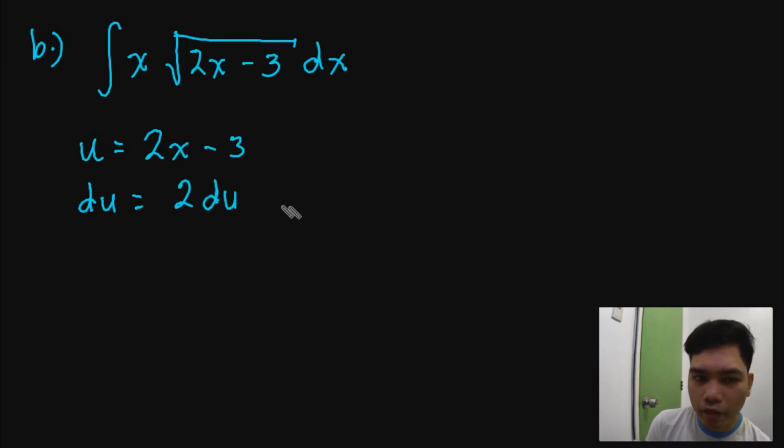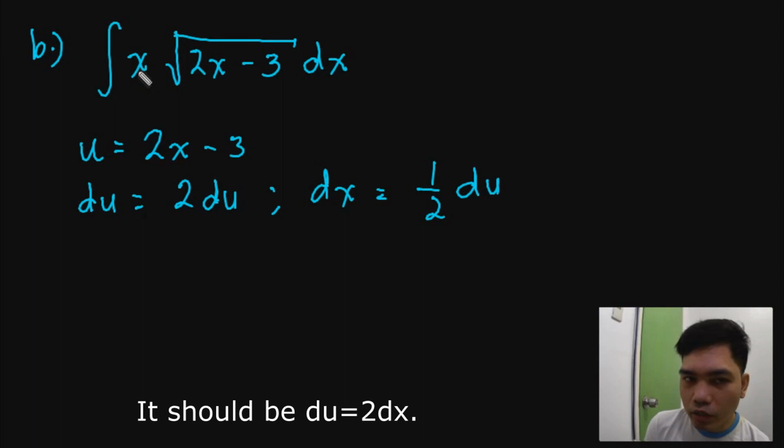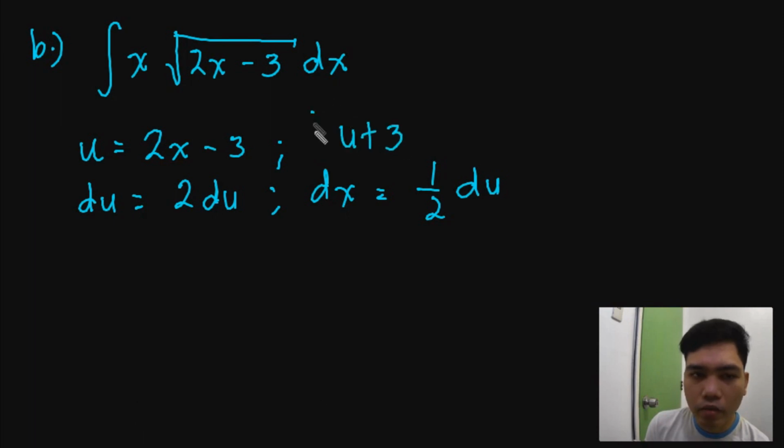Okay, and it makes sense when we have this dx that is equal to 1/2 du. Now if you try to substitute this, we actually need the value of x in this case. From here, the value of just x would be u plus 3, and then you just take the 1/2 of this u plus 3, and that is simply equal to x. It's just a matter of algebra.